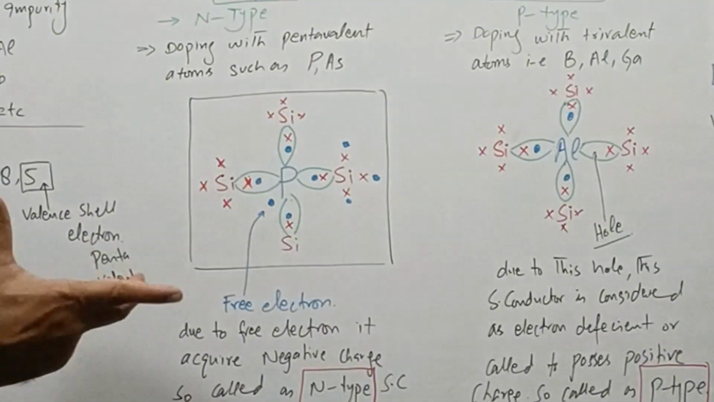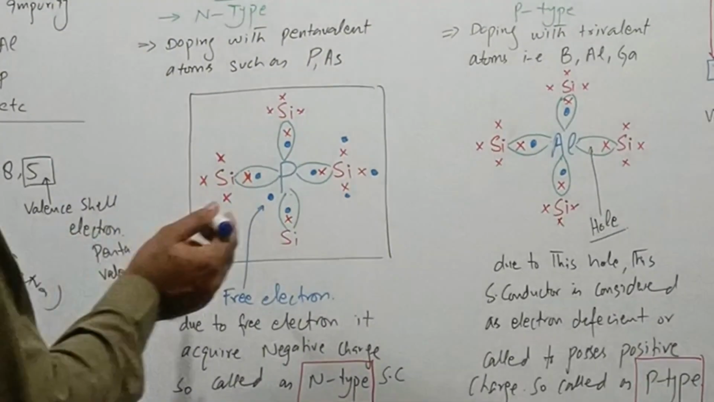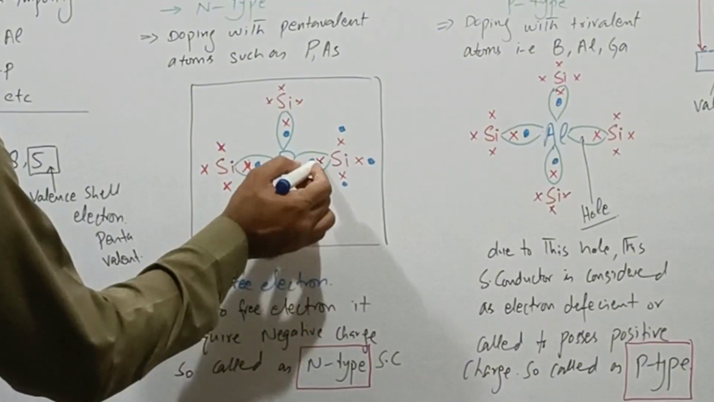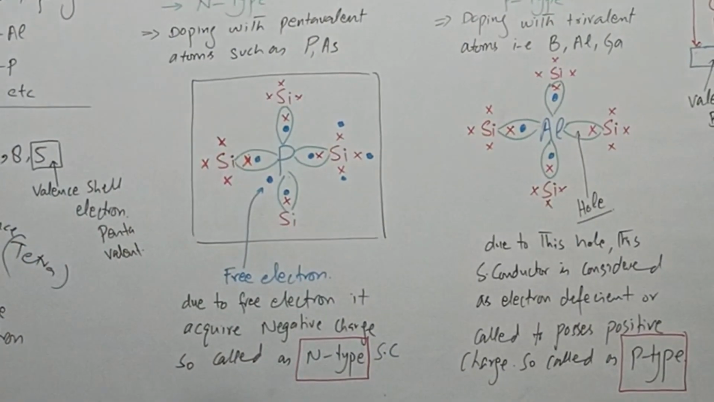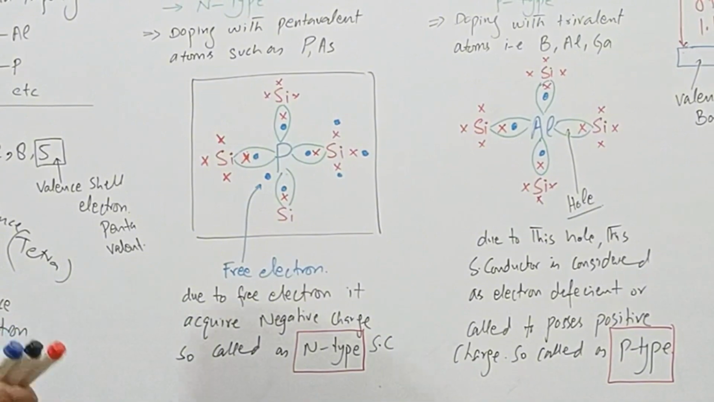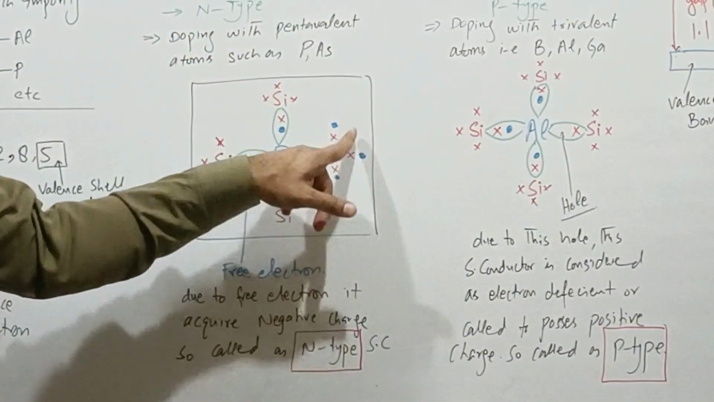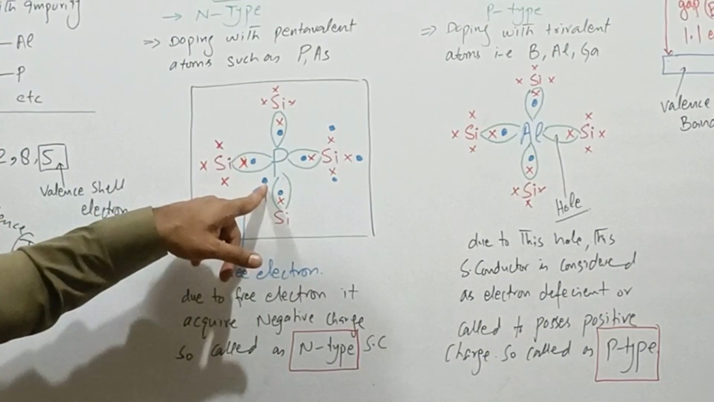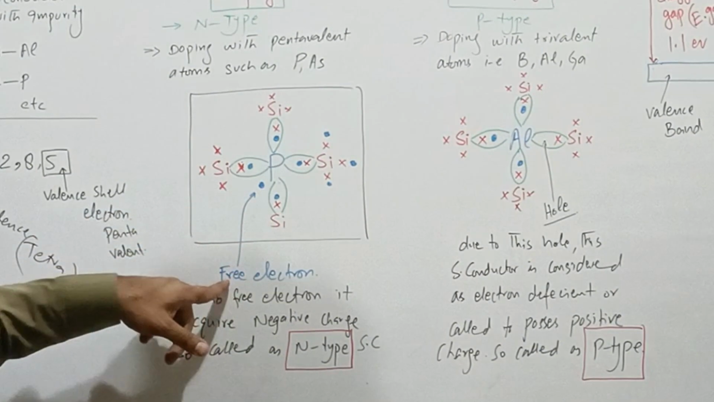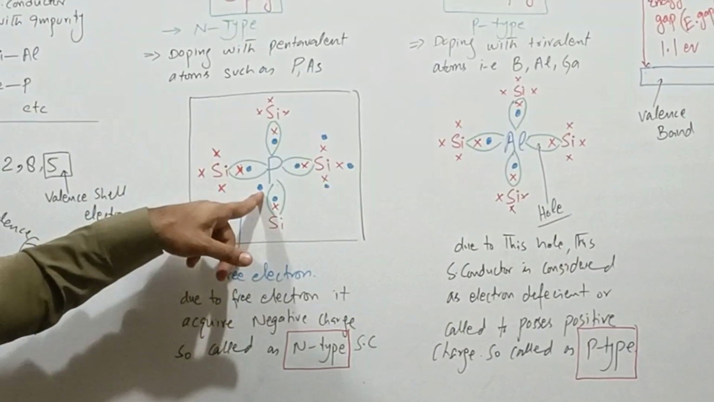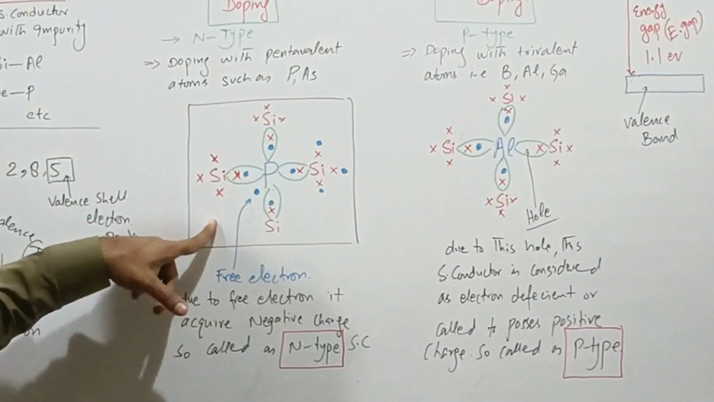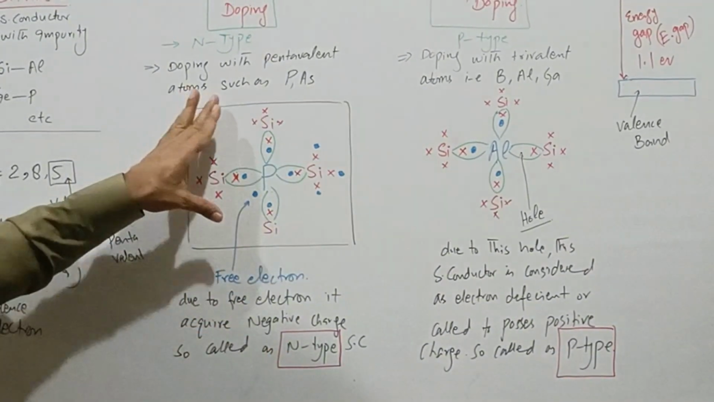When silicon is mixed with phosphorus, 4 of the electrons of phosphorus form bonds with silicon, because silicon can form 4 bonds. There are many silicon and phosphorus atoms, so each silicon combines with 4 electrons of phosphorus, and in each phosphorus there is a free electron which is not involved in bonding. Due to the presence of this free electron, this semiconductor acquires negative charge, hence it is called an N-type semiconductor.